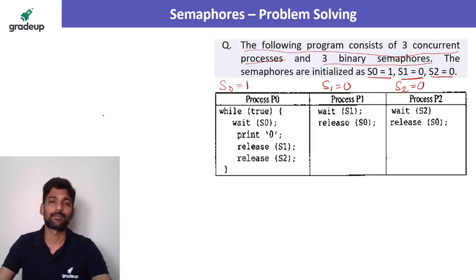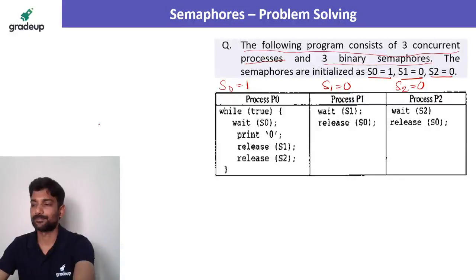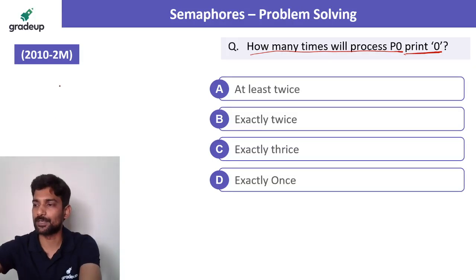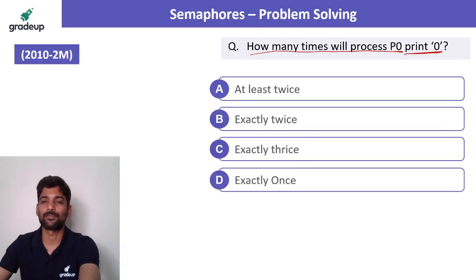Now, the question is, how many times will the process P0 print 0? Here you have options: at least twice, exactly twice, exactly thrice, exactly once. Guys, what's your answer for this question?